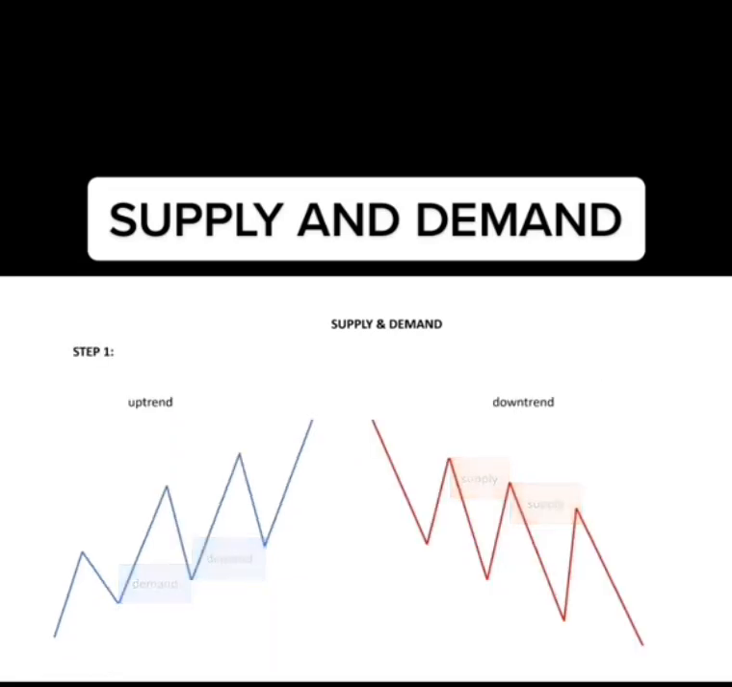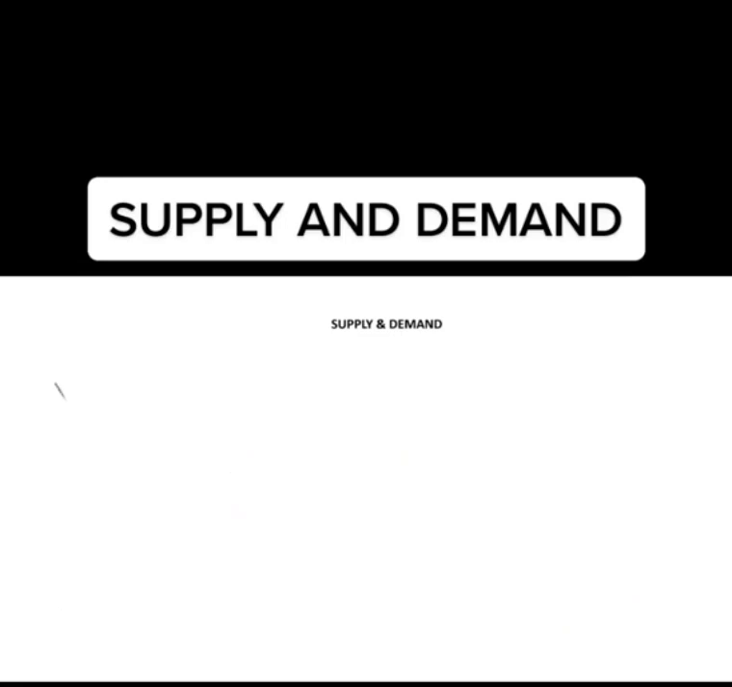Step 1. Identify the trend. This is essential because we know that in an uptrend demand is in control, and in a downtrend supply is in control. Let us use an example of a downtrend. We will be looking for supply zones since the market is in a downtrend. Please watch the video about market structure before proceeding to the next steps.